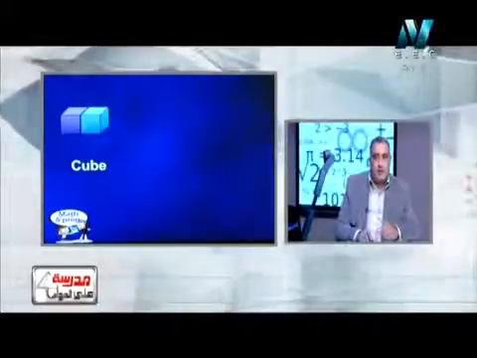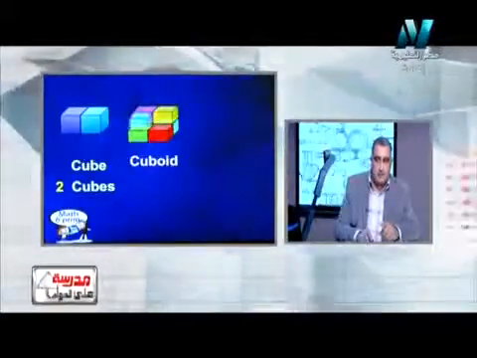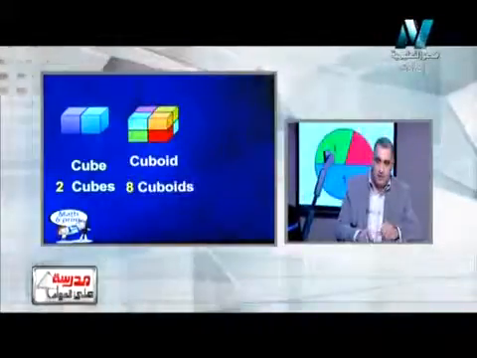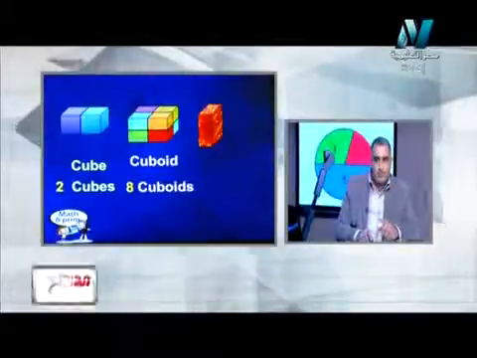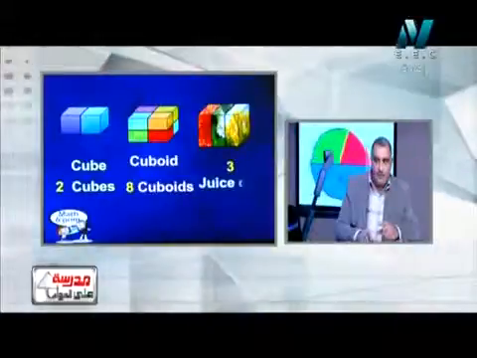But as you see, this is a cube, a cuboid, and as you see, 2 cubes, 8 cuboids, and 3 juice cans.